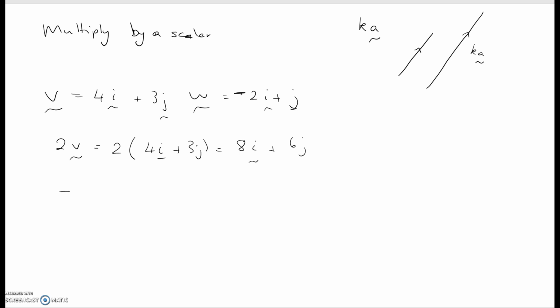We could find -3w being -3 times -2i plus j, which would be 6i minus 3j.